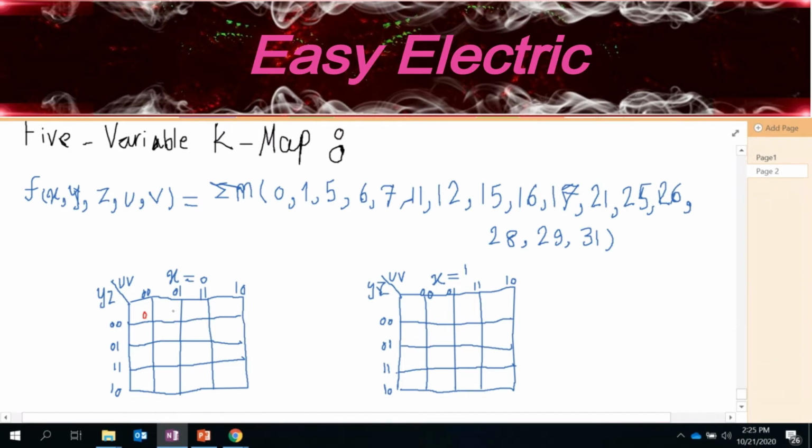How about this? Tell me what is the number for these minterms that you see here? 1, definitely. So X is 0, everything is 0, just V is 1, right? So definitely it is 1. What is the number for this? Type in the chat box. Yeah, 3. You are right. How about this? Just everything is 0, just u is 1. Yeah, it should be 2. Okay.